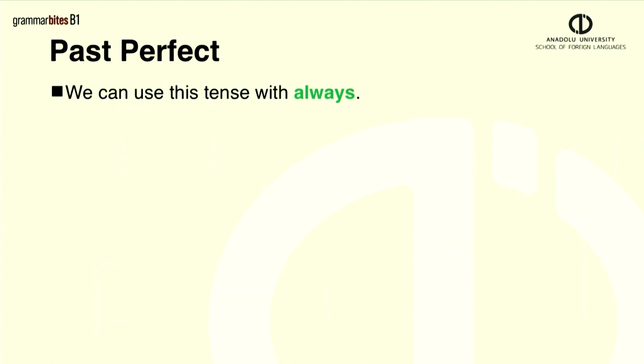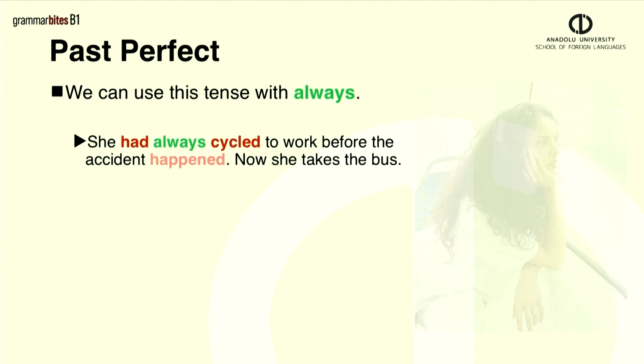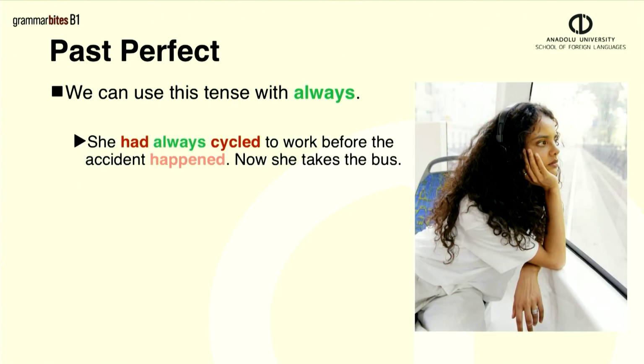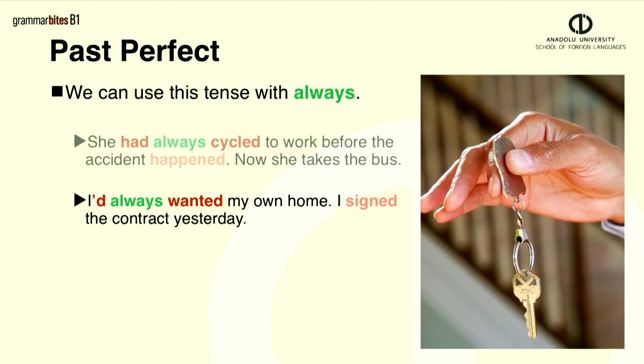We can also use always with this tense. She had always cycled to work before the accident happened. Now she takes the bus. I'd always wanted my own home. I signed the contract yesterday.